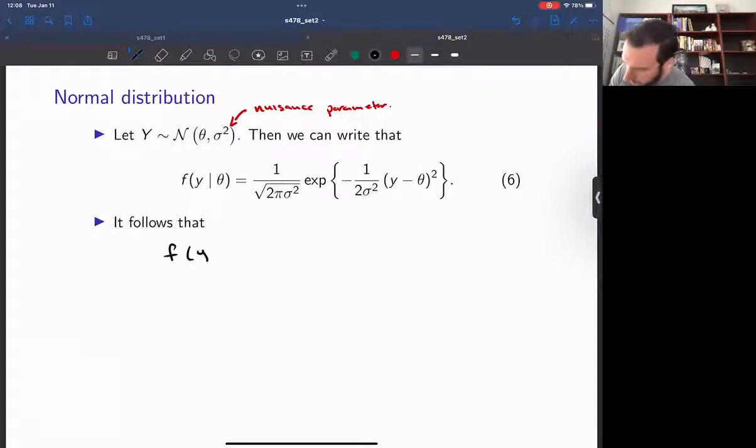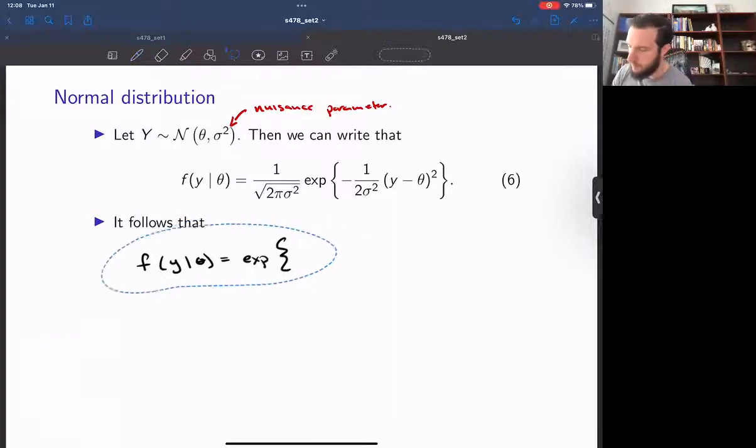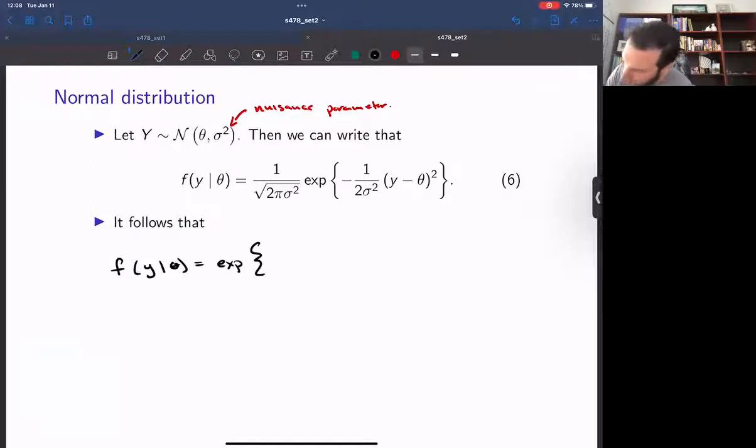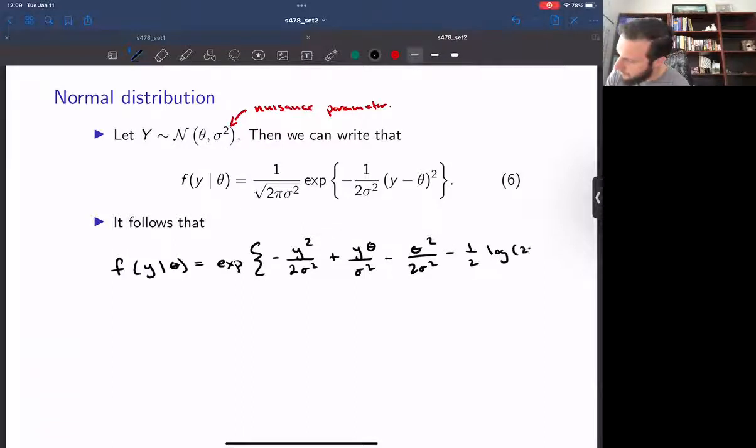So f of y given theta can be written as exp of negative y squared over 2 sigma squared, plus y theta over sigma squared, minus theta squared over 2 sigma squared, minus 1 over 2 log 2 pi sigma squared.